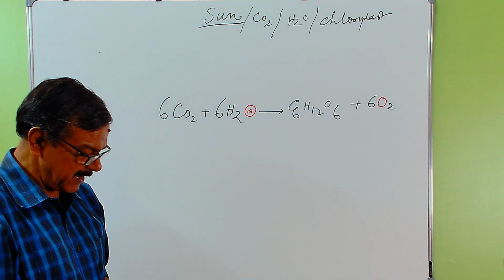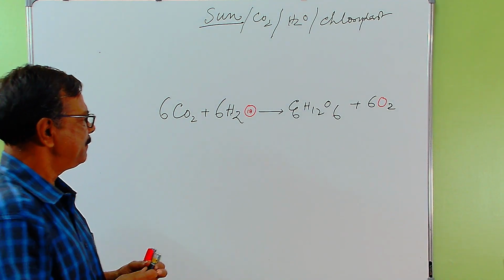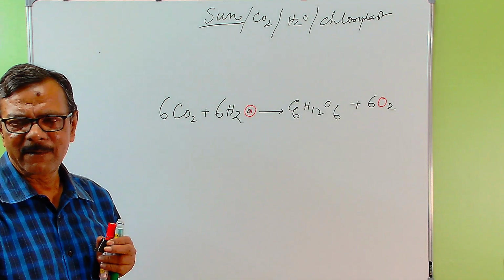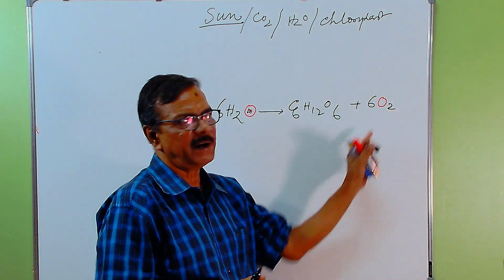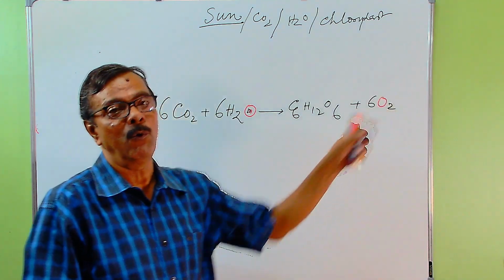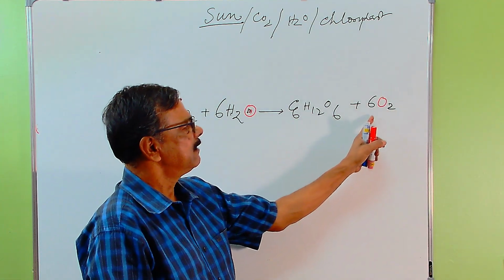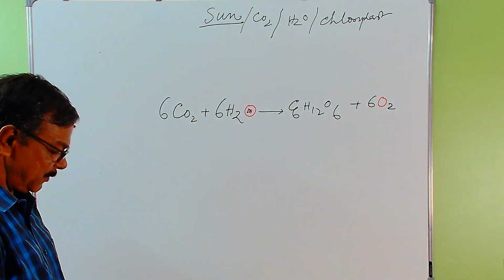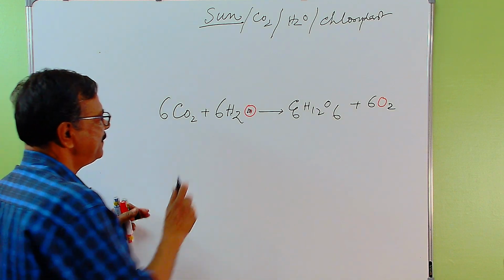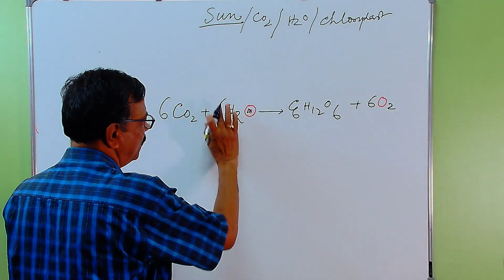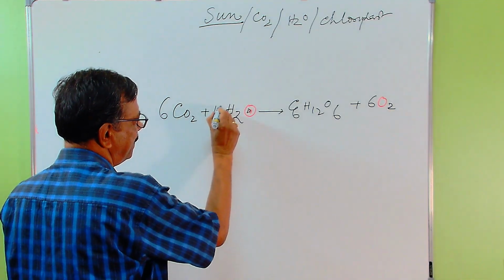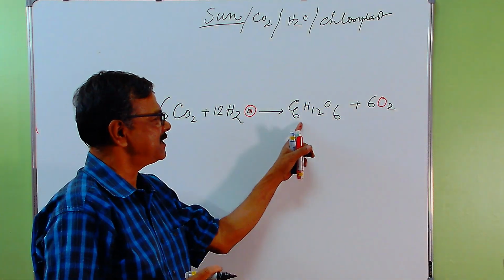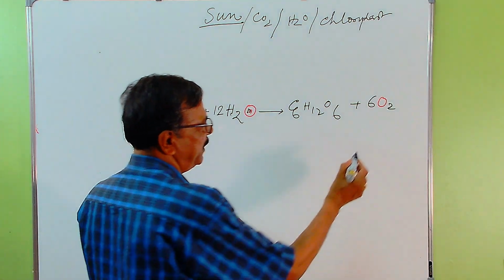So how many oxygens are there in water? In water, we have seen, this is the number, 6 O. And here, how many oxygens are liberated? 12 O. That is, 12 oxygens I must require to balance the equation. So what will we do? We will simply write 12 O. That is 6 CO2 plus 12 H2O is equal to C6H12O6 plus 6 O2.